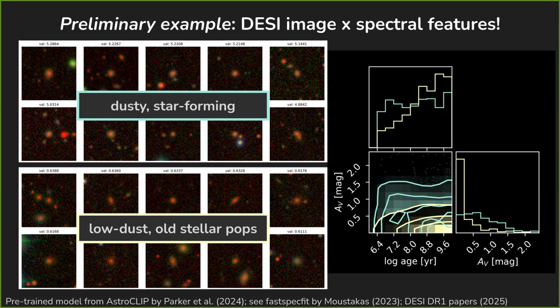I guess a related question that builds on something that Swara asked is how well does something like this help you actually understand the intrinsic scatter in some property? There's a lot of interest, for example, in understanding the scatter in the mass metallicity relation.